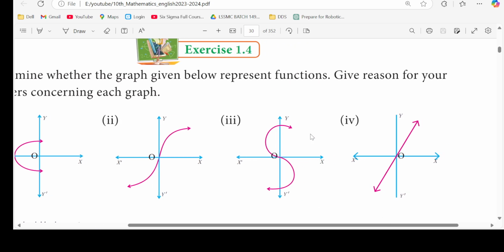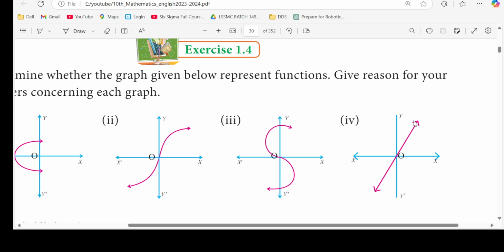Okay, and next one, third graph. We have the x-axis, y-axis, and we have an S-shaped graph, right? So here this y-axis intersects this graph in how many points? 1, 2, 3 points. The meeting point of the y-axis and this graph is 3 points. So it is not a function. For the solution, what you have to write? This third graph is not a function. Why? Because this y-axis intersects this shape in 3 points. 1, 2, 3. So this graph is not a function.